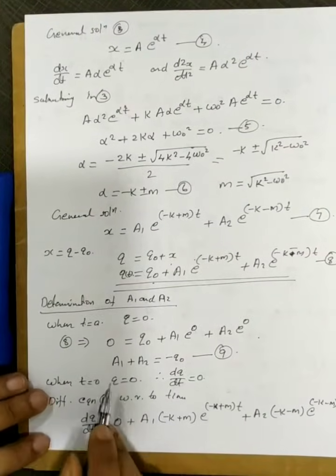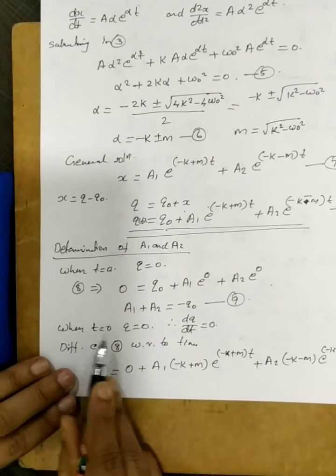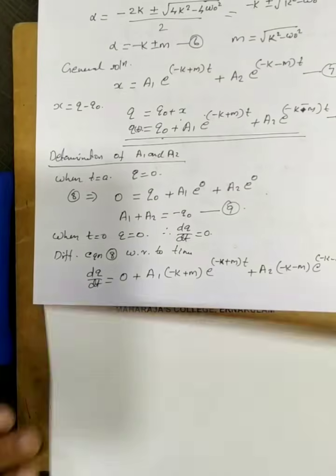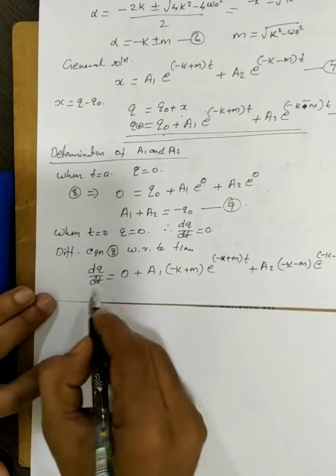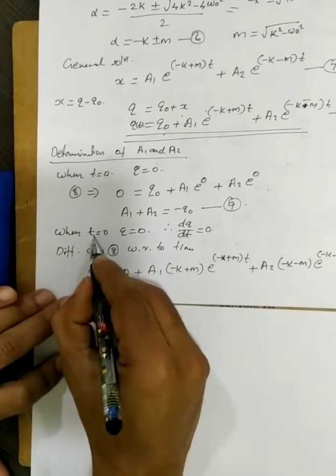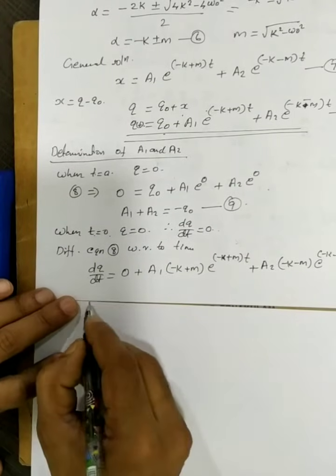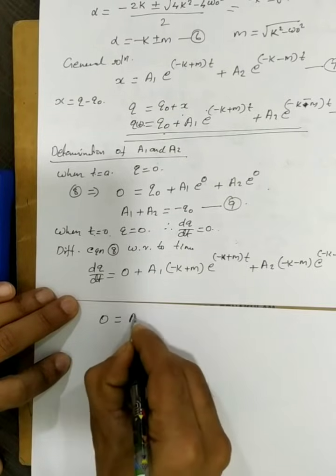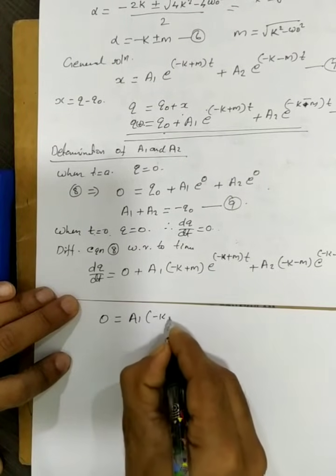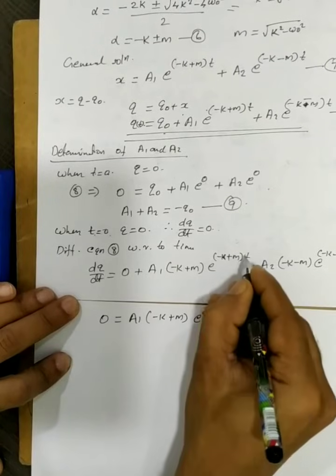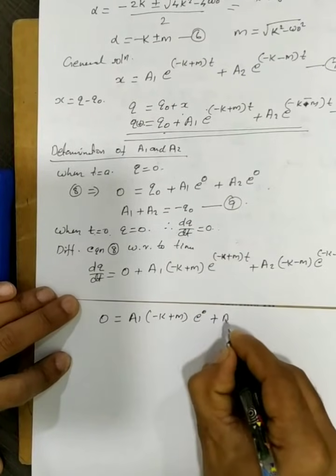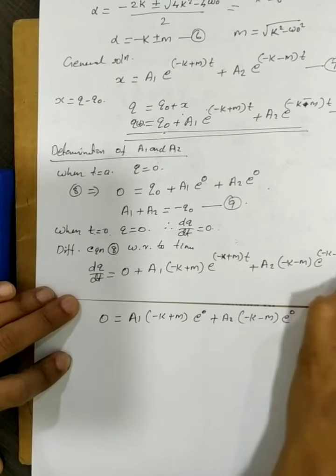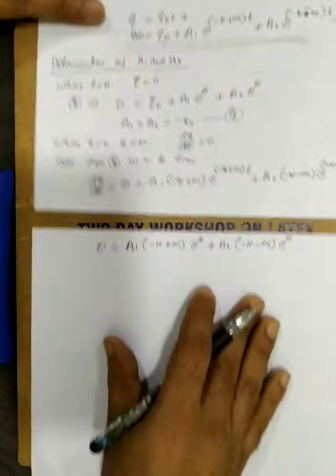Now substitute this initial condition, t is equal to 0. When t is equal to 0, dq by dt is equal to 0. Giving this initial condition in the equation, the left hand side dq by dt is 0. So 0 is equal to A1 times minus (k plus m) e raised to 0, plus A2 times minus (k minus m) e raised to 0.